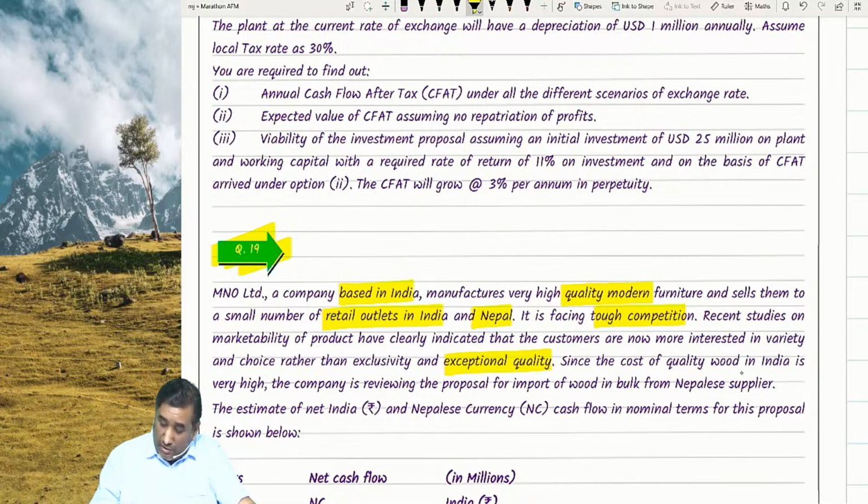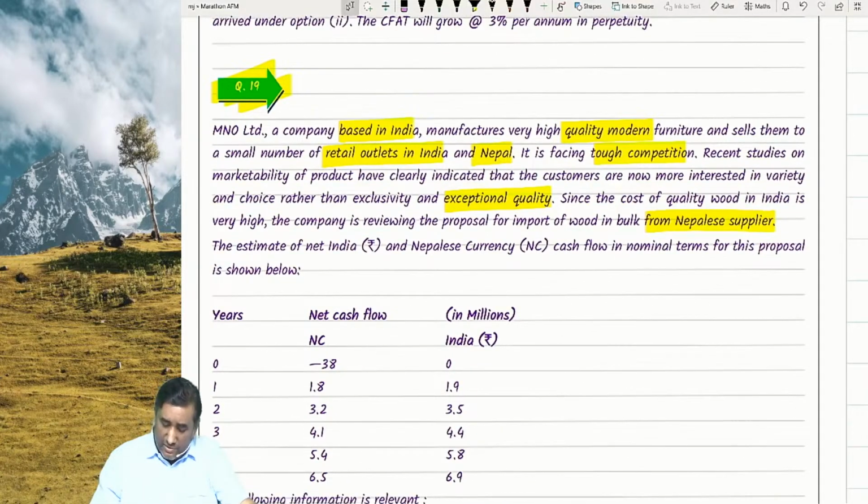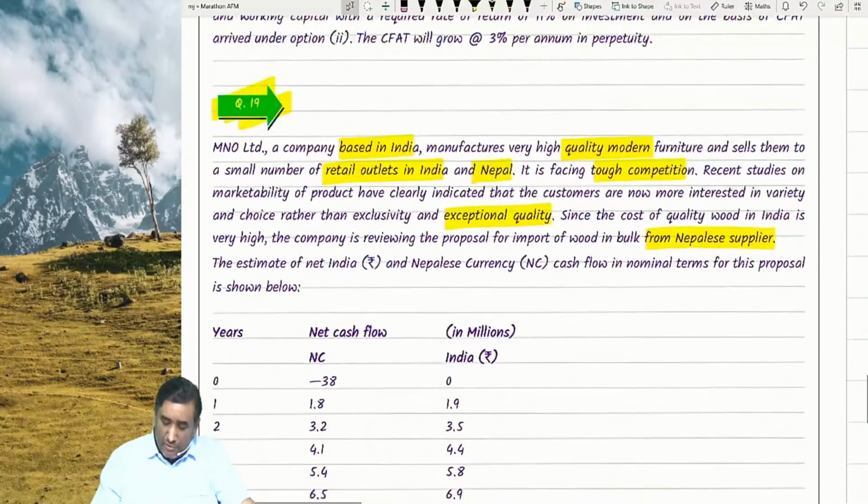Since the cost of quality wood in India is very high, the company is reviewing the proposal for import of woods in bulk from the Nepali supplier. Now, from the first 5 lines, I only come to know there is Nepal and India. That's it. Number wise, there is nothing. In case there was a case study, then feelings would have come. There is no feeling otherwise. The first 5 lines, because the moment they remove them, the question cannot be framed.